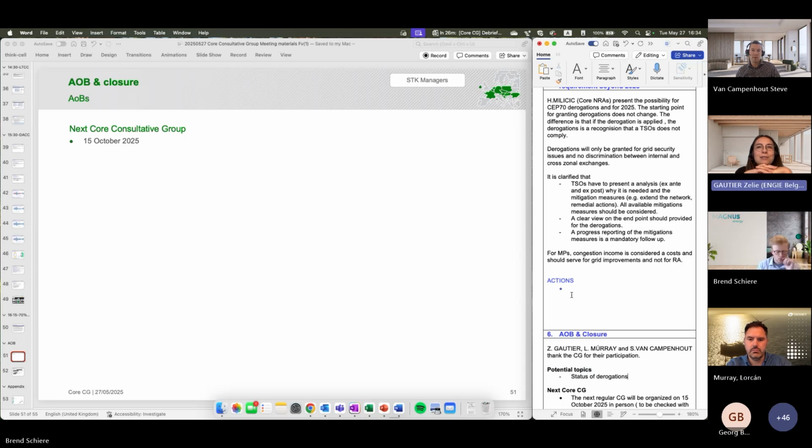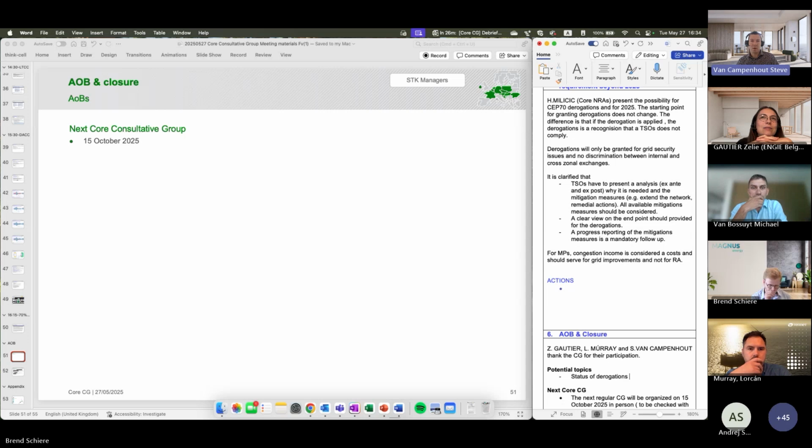Thank you, and I see it's written as potential topics, so it's taken on board. Go ahead, Steve. Yeah, can we make it a bit more explicit? When you say status where we are, I know what I said before, it's about the implementation progress of what is needed to not need the derogations anymore. It's that you refer to.